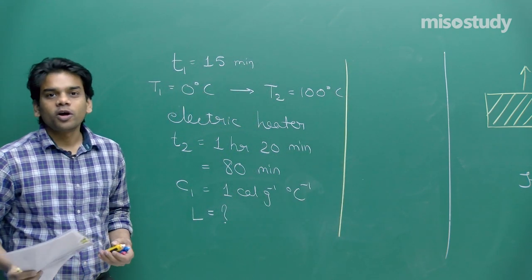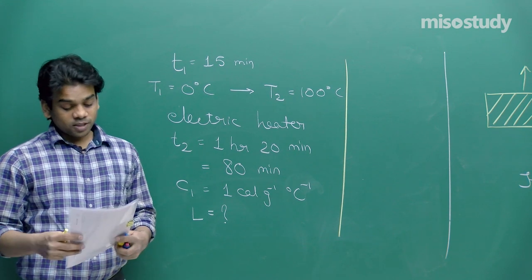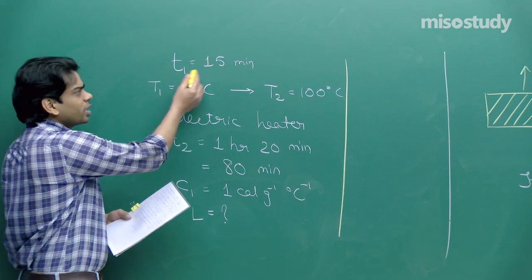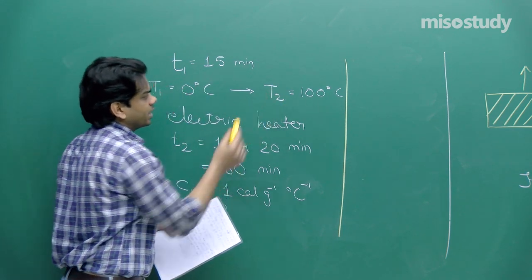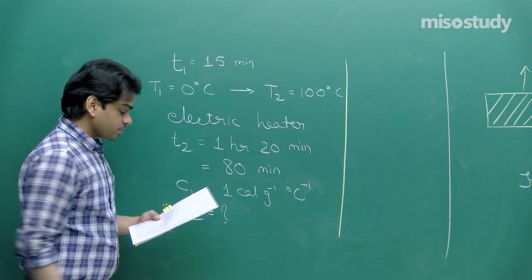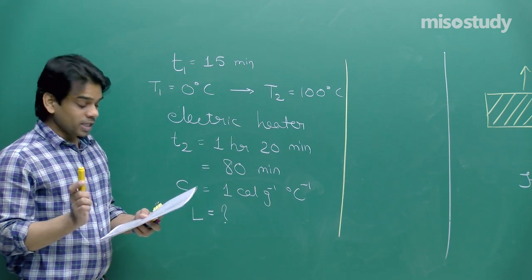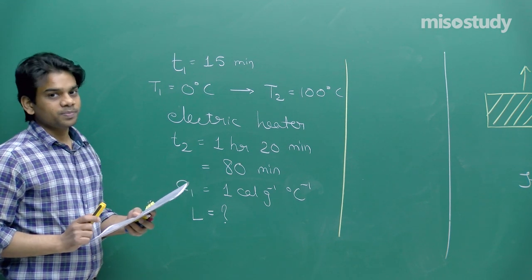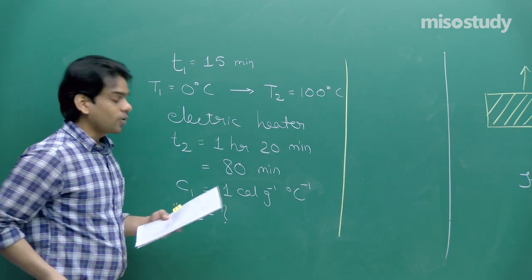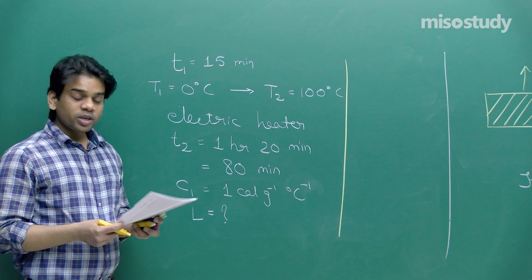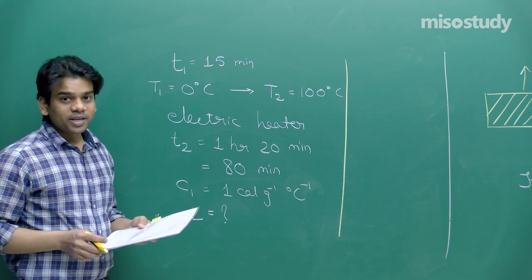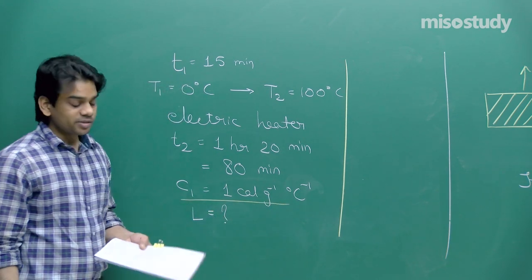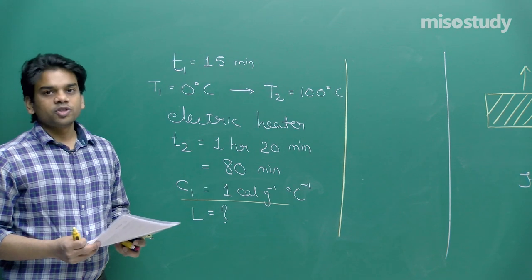Once again, I'll repeat the question for your understanding. It says that it takes 15 minutes to raise a certain amount of water from 0 degrees Celsius to boiling point. So in 15 minutes, you raise the temperature from 0 degrees Celsius to 100 degrees Celsius using an electric heater. After this, 1 hour 20 minutes are required in the same condition to convert all the water into vapor. So you're converting all the water into vapor, and 1 hour 20 minutes is required. Given that the specific heat of water is 1 calorie per gram per degree Celsius, calculate the latent heat of vaporization of water.